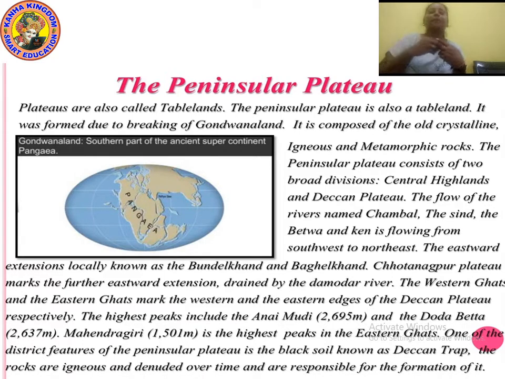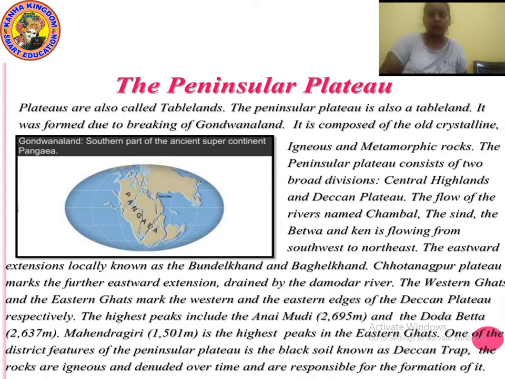The flow of the rivers Chambal, the Sindh, the Betwa and Ken is from southwest to the northeast. Now, the eastward extensions are locally known as Bundelkhand and Baghelkhand. Now, the Chota Nagpur Plateau marks a further eastward extension drained by the Damodar River. Now look again at the chart.